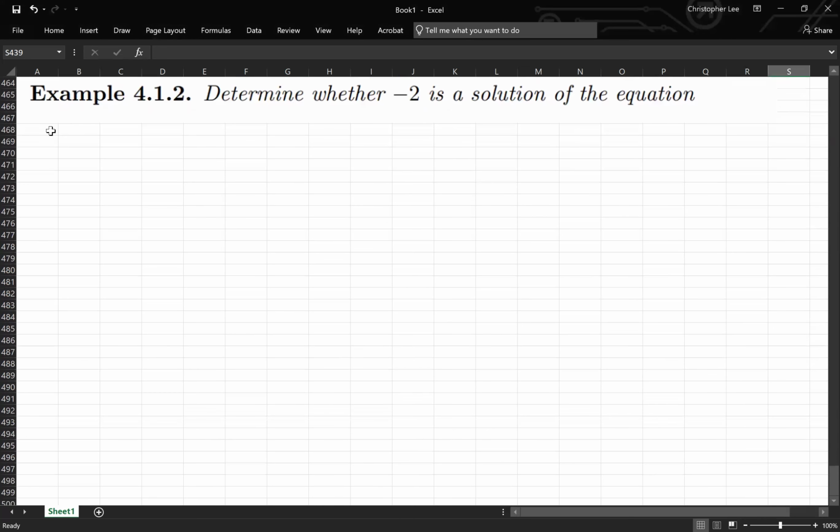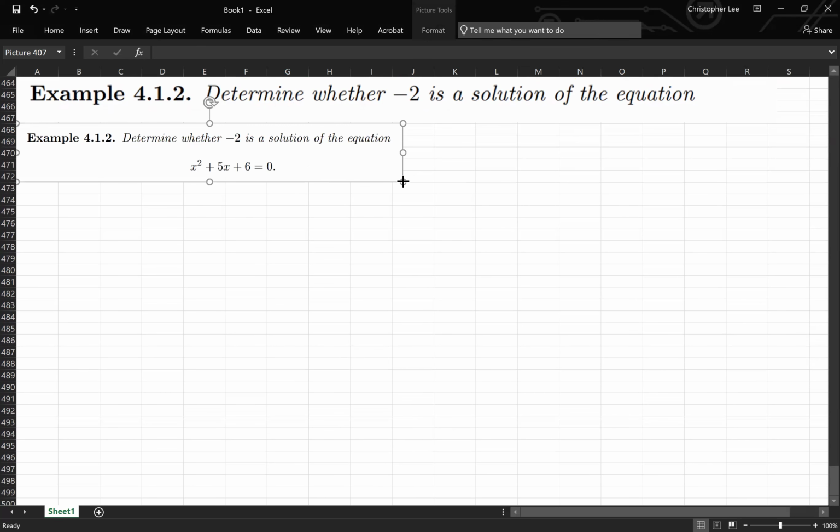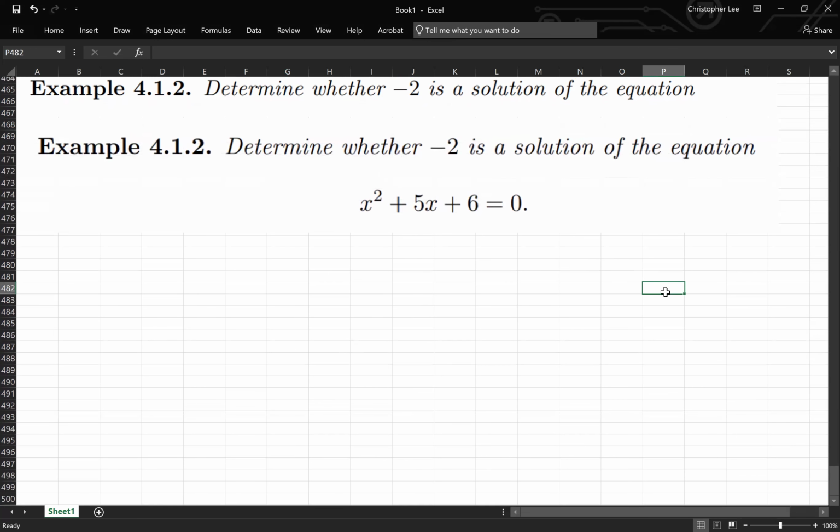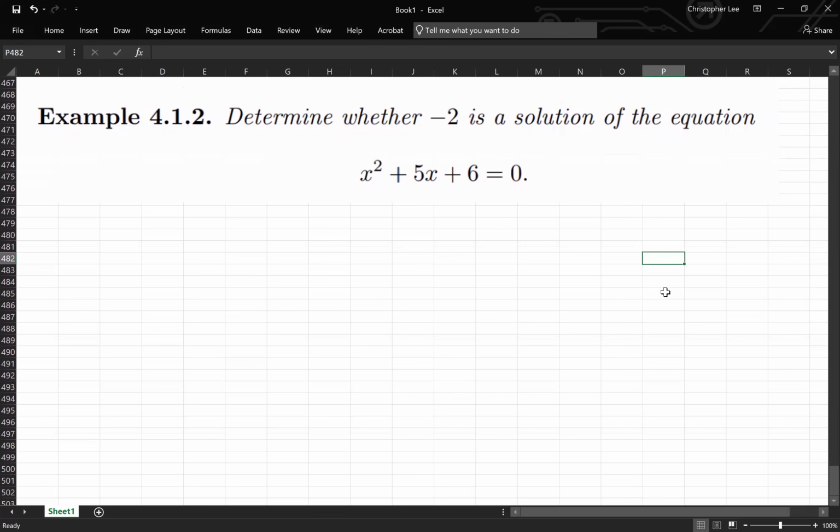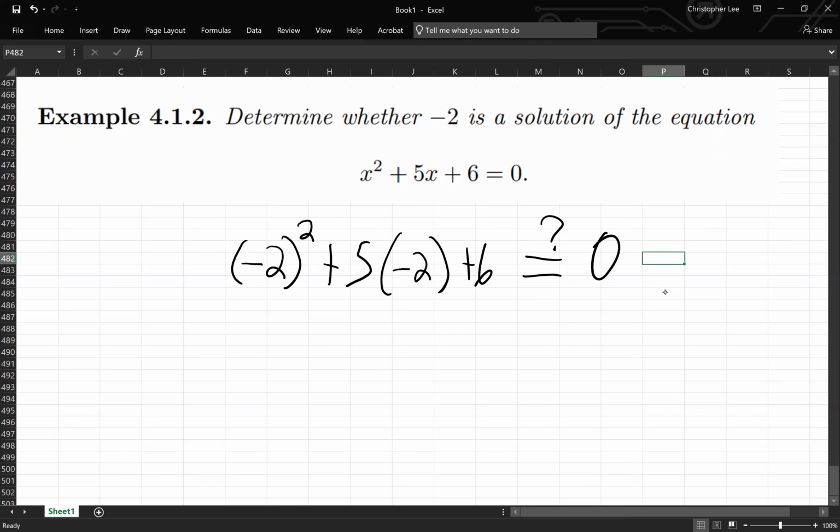Kind of a yes or no deal. Determine whether -2 is a solution of the equation x squared plus 5x plus 6 is equal to 0. How do I determine this? What do you think I'm going to do? Exactly, just plug it in. So when I plug in -2 for x, here's what I want to know: does this equal 0? I don't know. Let's see.